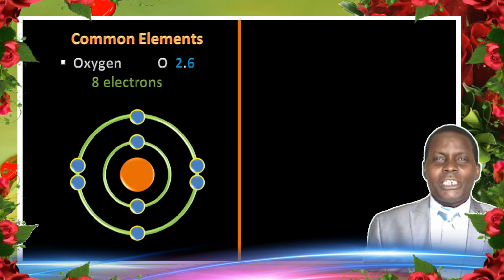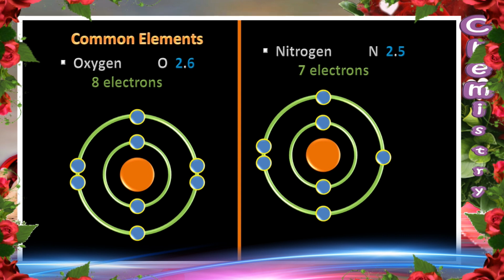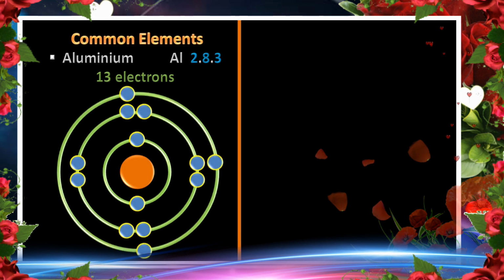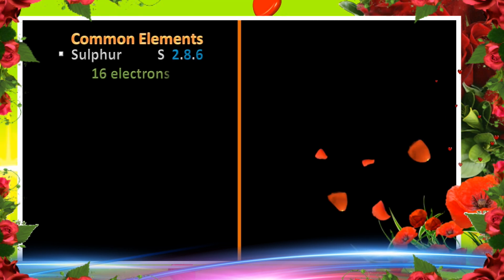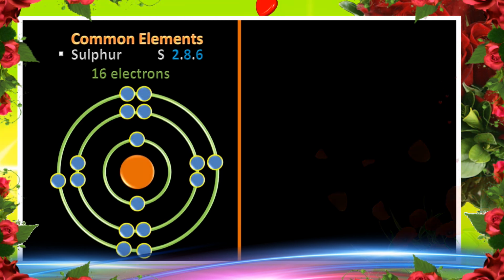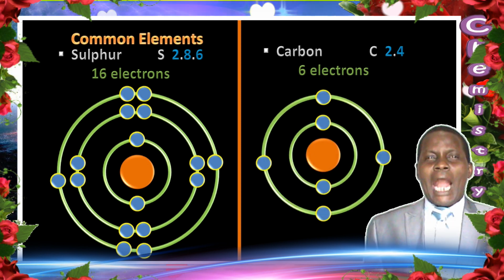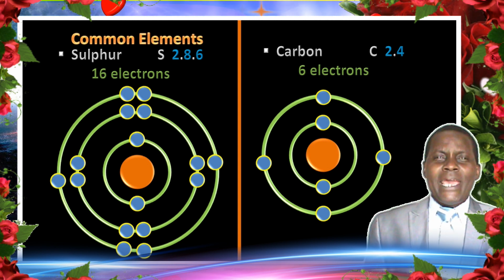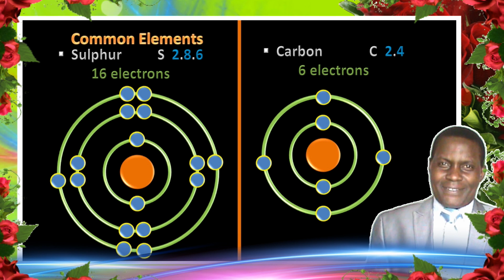Some common elements include oxygen, nitrogen, aluminium, copper, sulfur, carbon, and many other elements. Those are some of the examples of elements.